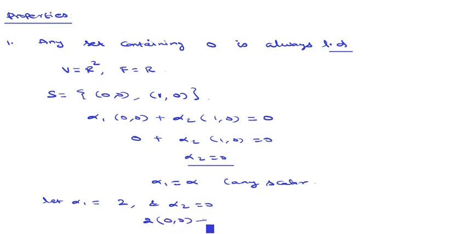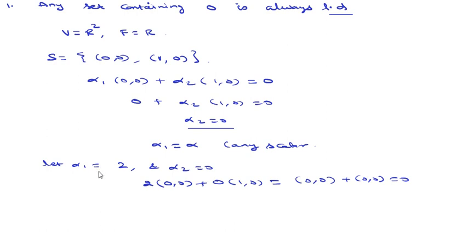So 2 times (0, 0) plus 0 times (1, 0). We will check here: it is (0, 0) plus (0, 0) equal to 0. So alpha 1 equal to 2 and alpha 2 equal to 0 satisfies this equation. This solution is a non-trivial solution because alpha 1 is non-zero. Therefore this set is not linearly independent.